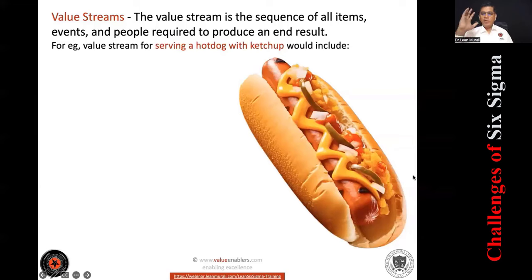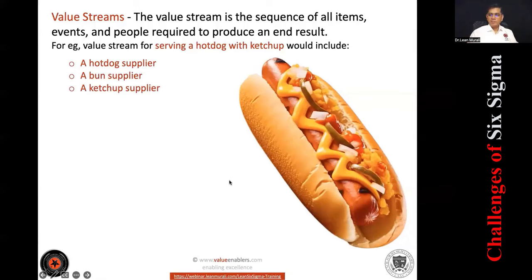Okay. Now you are going to make this hot dog. What do you need? You need a piece of bread, you need a hot dog, you need sausage, you need chili, chicken and water, mustard, condiments, bread. Okay, nobody's saying we need people, we need machinery. You need a supplier: a hot dog supplier, a bun supplier, a ketchup supplier. First, you need suppliers.